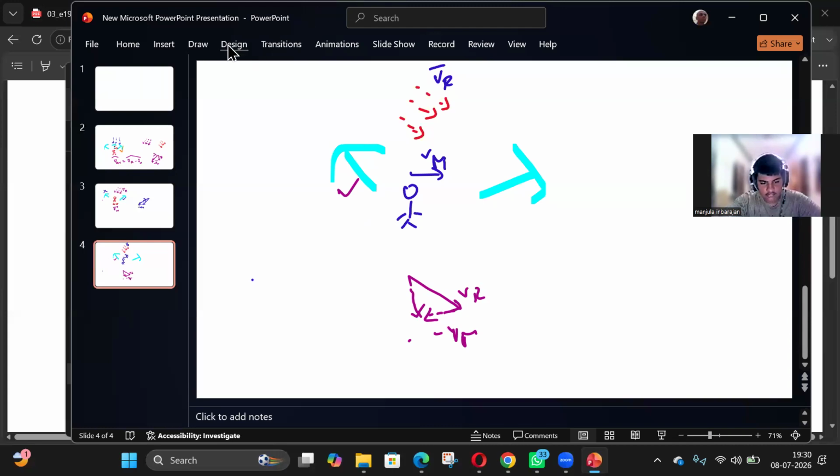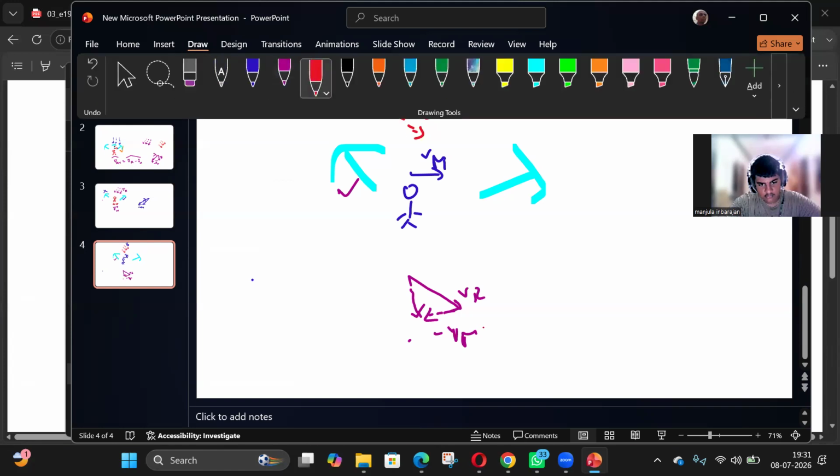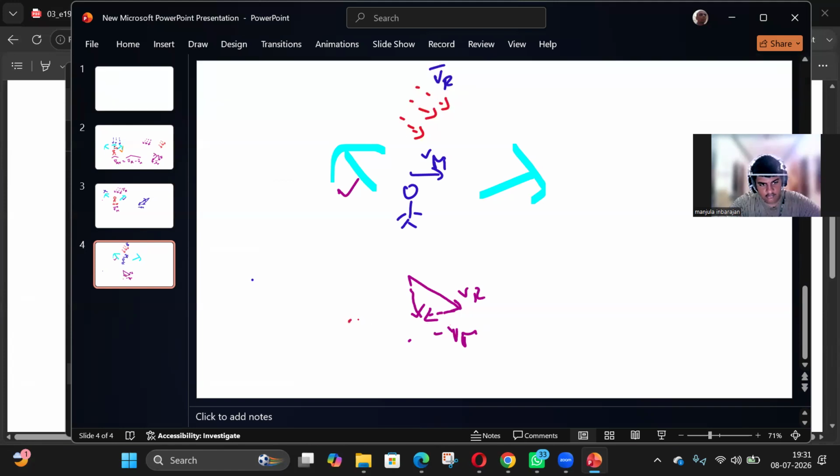VR is fixed, say, in a particular case. If VM is increased, if the man is running too fast, then VM will be this big. Then the other direction tilting is possible. The velocity of the man is very high, VM will be like this, minus VM. In that case, relative velocity will be like this. The umbrella should be in the forward direction. So this is also possible. This is an interesting case.